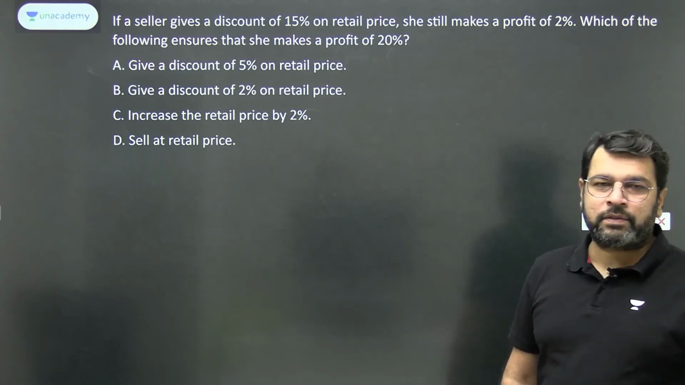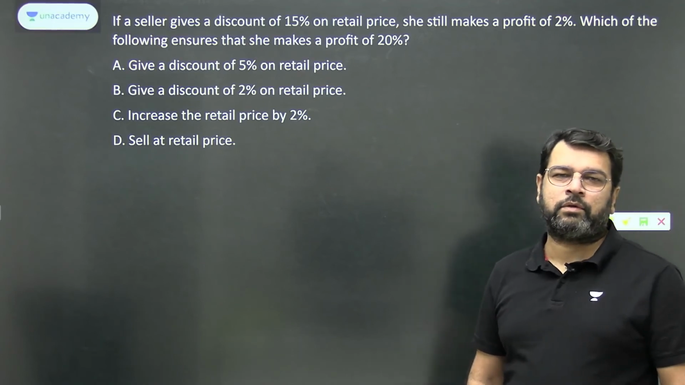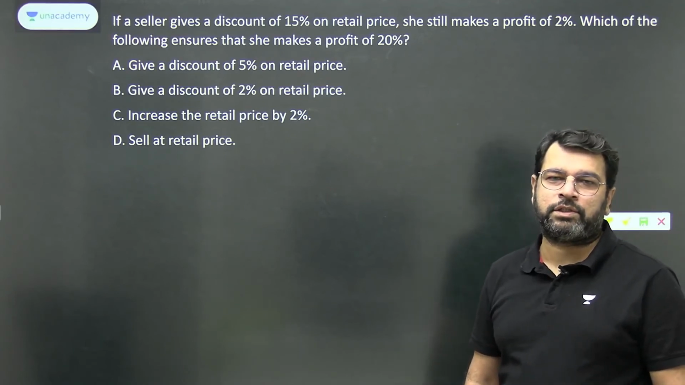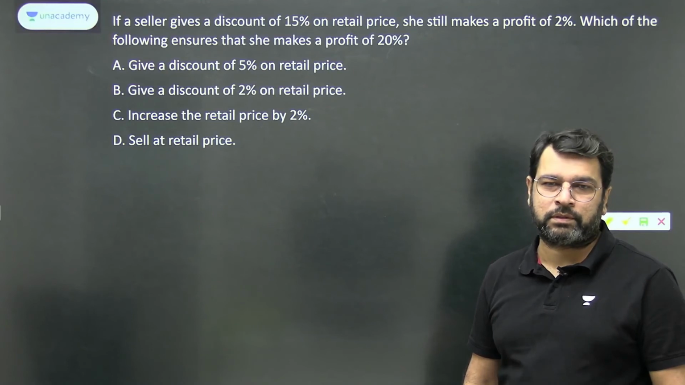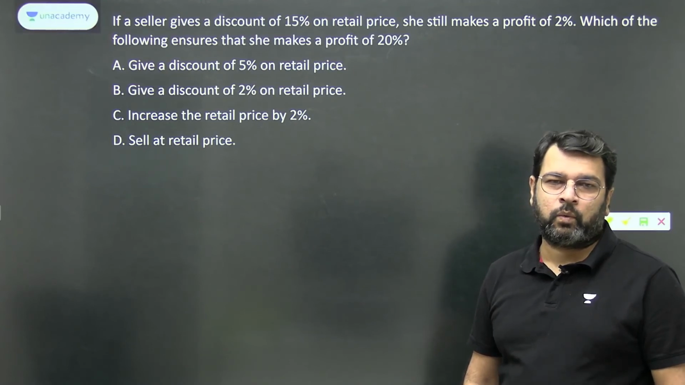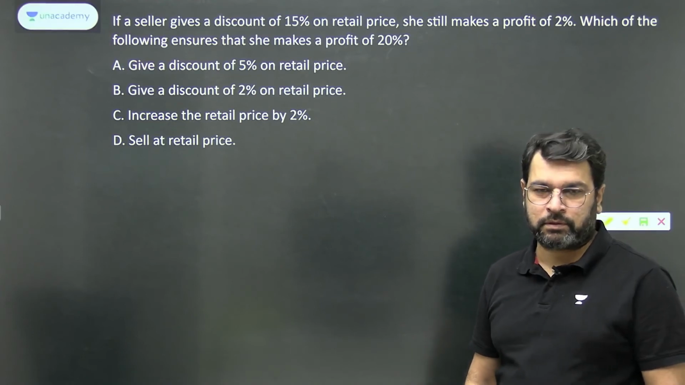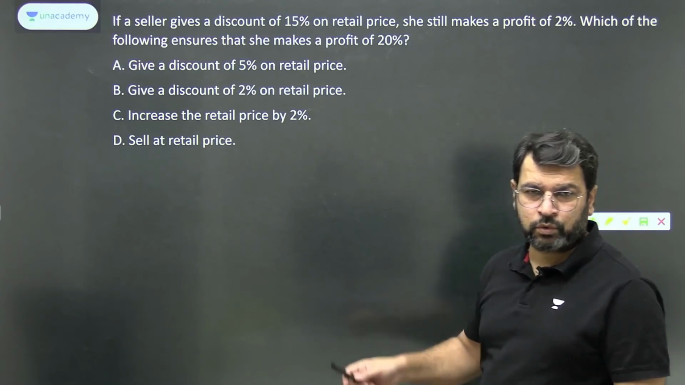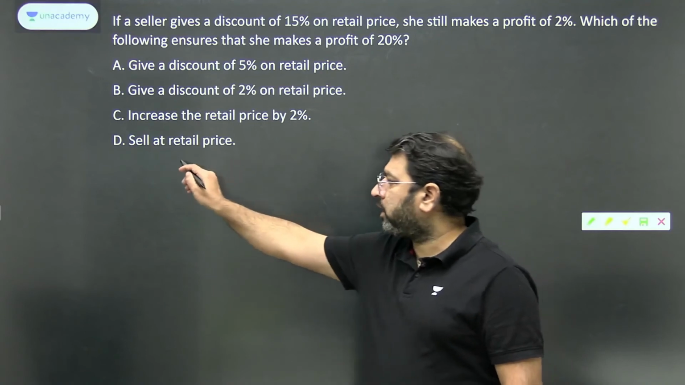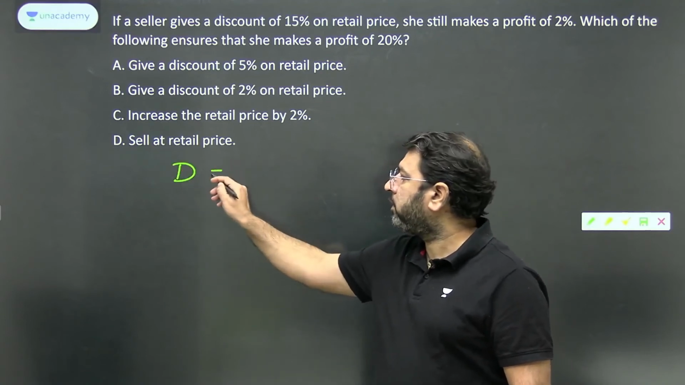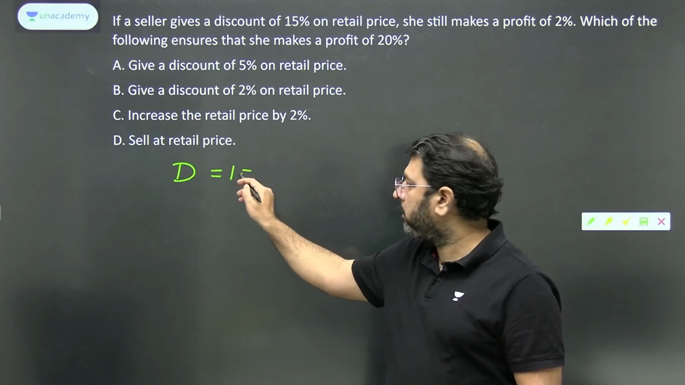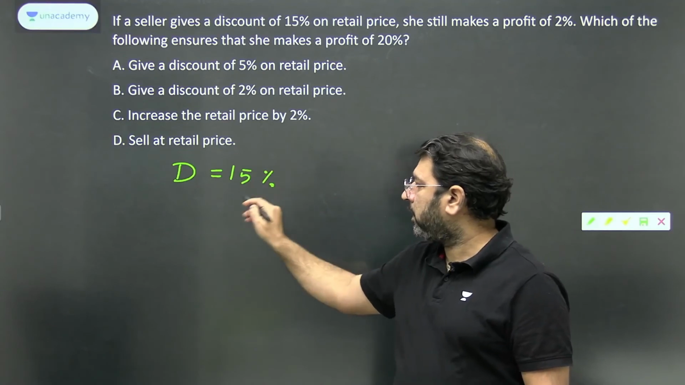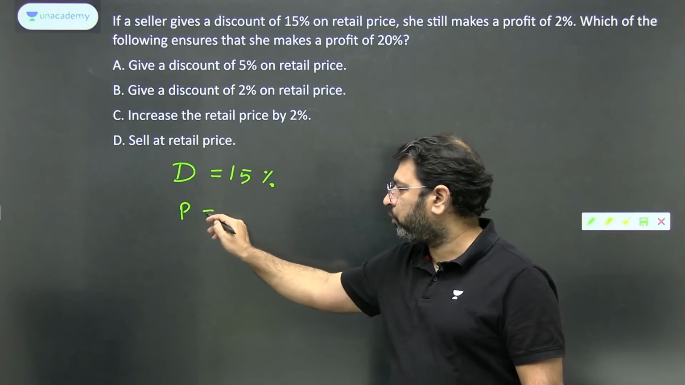If a seller gives a discount of 15% on retail price, she still makes a profit of 2%. Right. Which of the following ensures that she makes a profit of 20%? Okay. So logic क्या बोल रहा है? We have a discount of 15%. I need to make a profit of 2%.